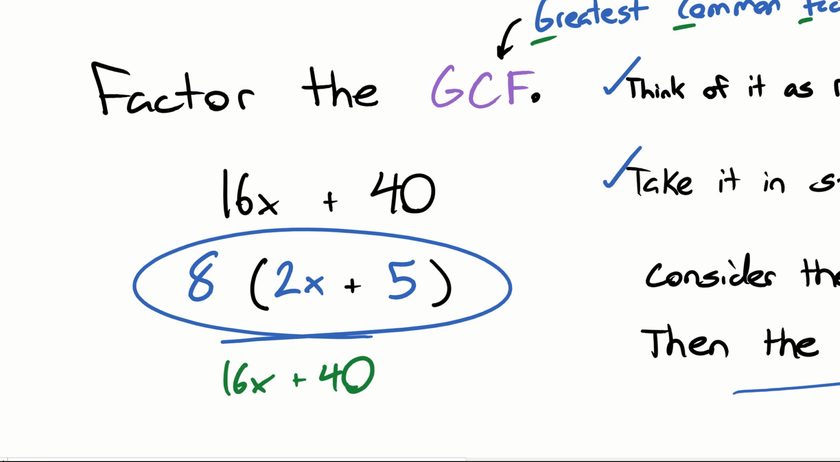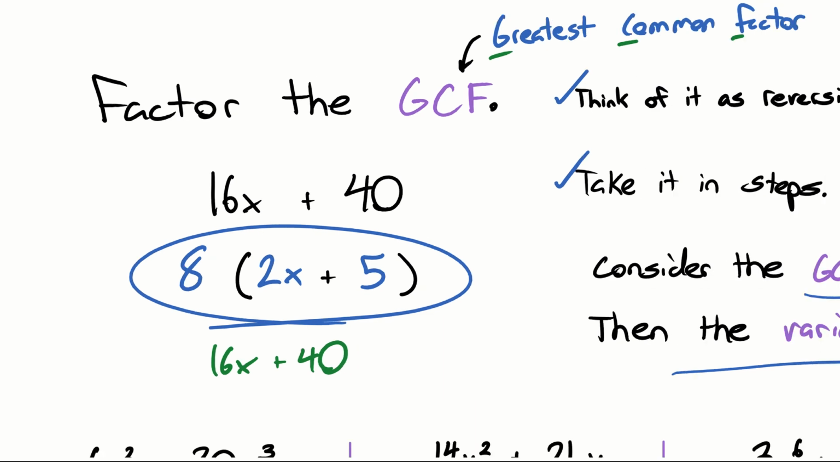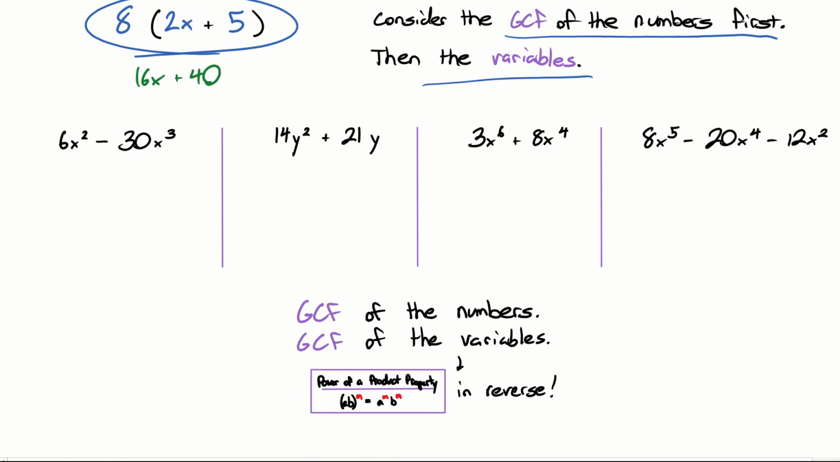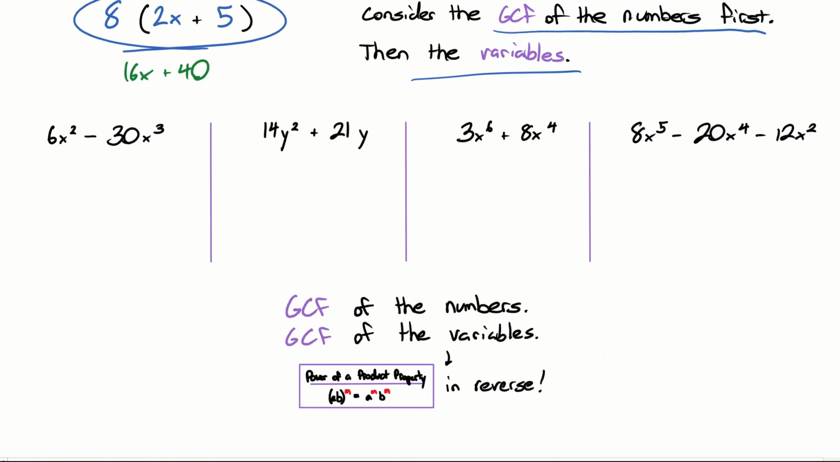Now, of course, this is our first example, and you might have several questions. Let's do more examples. Let's do these 4 down here. Let's do them together, okay? The rules are, well, I shouldn't say the rules, but the steps. Find the GCF of the numbers first, then the GCF of the variables.